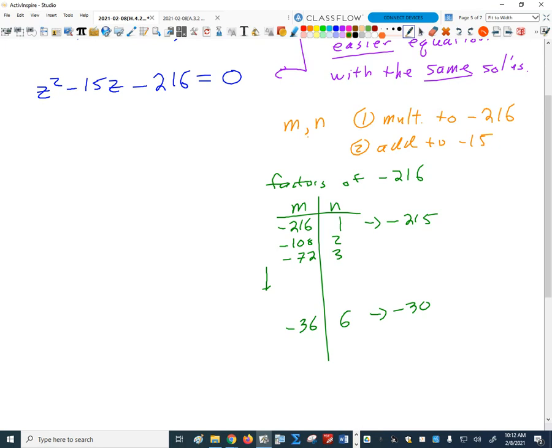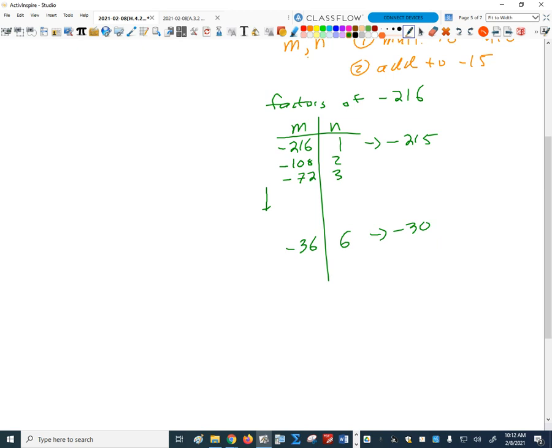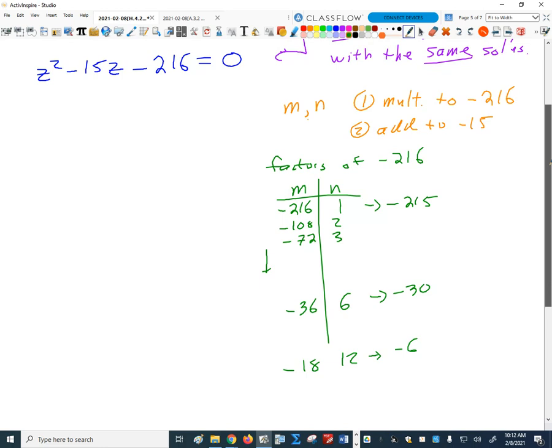Let's see. What about like 12? 12 goes into 21 once with 9 left over. And let's see. Does 12 go into that evenly? It should, right? Yeah, it should. 12 should go in 18 times. Is that right? Yeah. So negative 18 and positive 12. Well, now those add to something too small. So we know it's in between here somewhere. Can anybody come up with an answer?